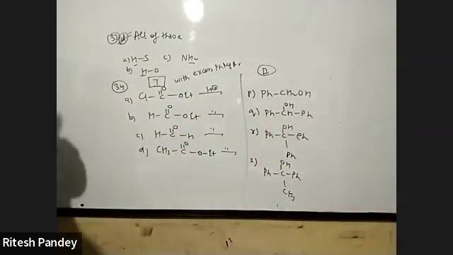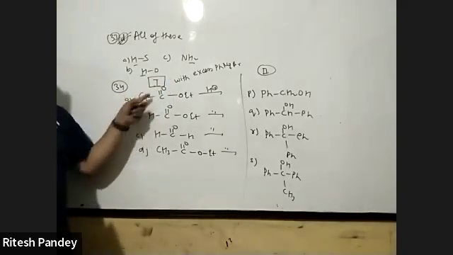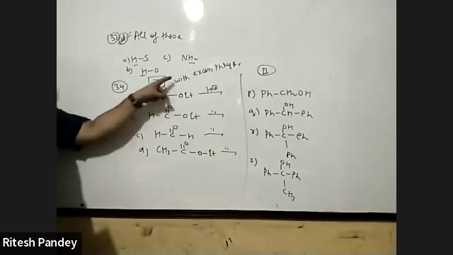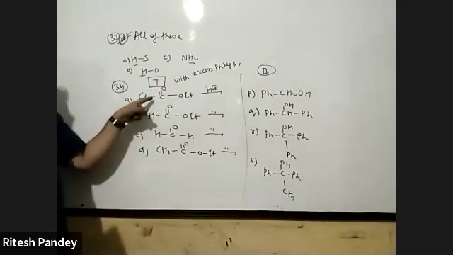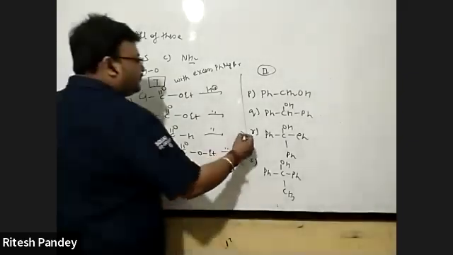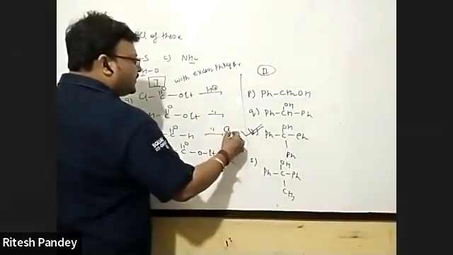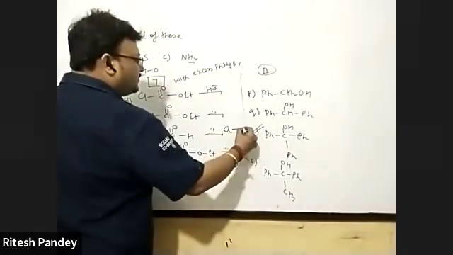So A would match to R because 3 moles of PhMgBr would get attached to the left, to the right, and finally all three would be Ph, all three would be Ph. So A would match with R.